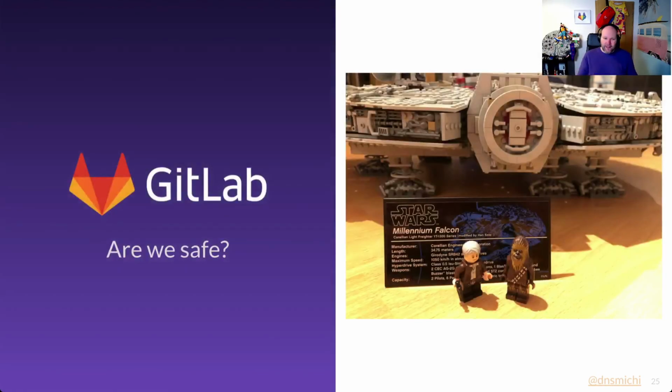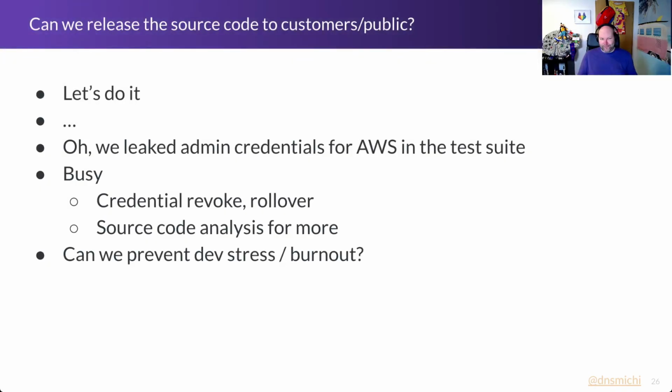Now, coming a little bit into security, like, can we release the source code to our customers, to contractors, to the public domain? So, okay, let's just do it. And then we are leaking the AWS credentials from the test suite. Need to roll over everything, revoke something, and it's 3 a.m. in the morning, and everyone is running into burnout.